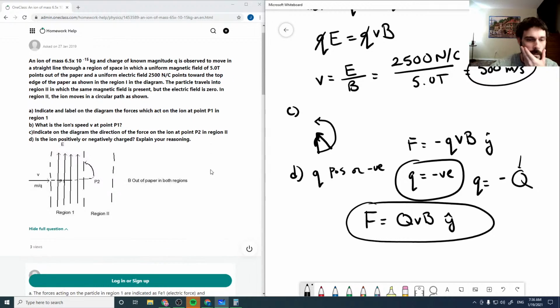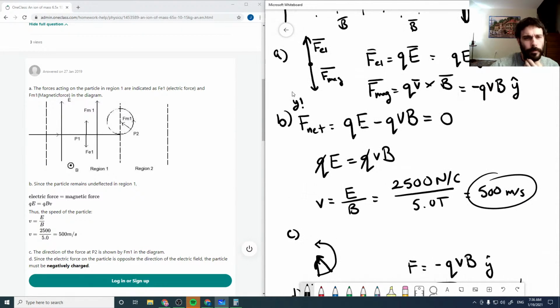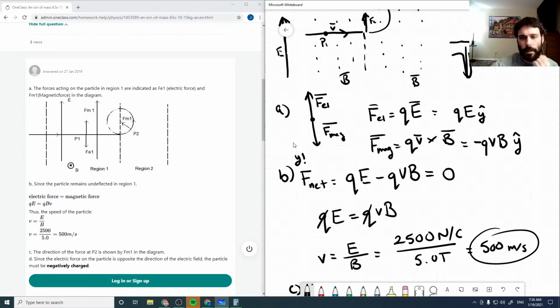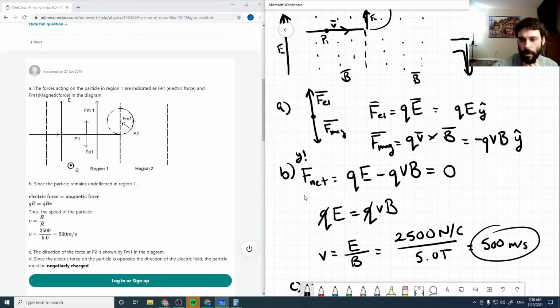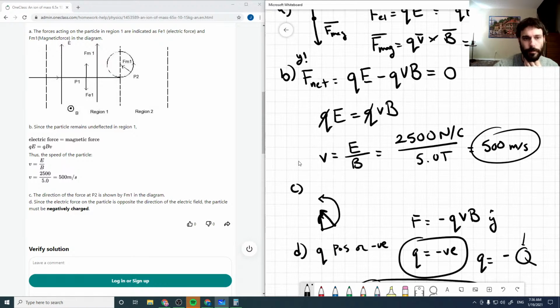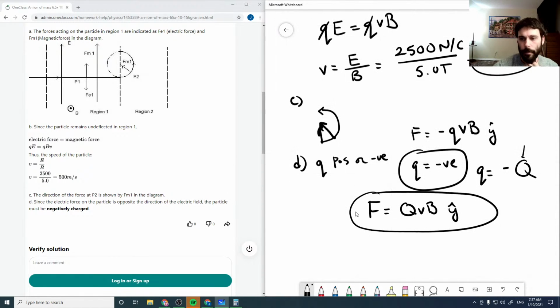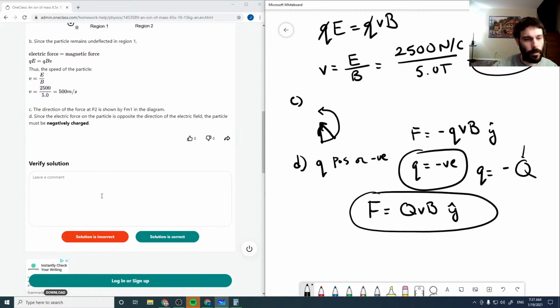Okay, so now checking through our solution here. We get an electric force and a magnetic force, which are directly opposing each other. We can use this to solve for a velocity as 500 meters per second. Our direction of our force at P2 must be centripetal, so it must point towards the center of the circular motion. And for this to be the case, it has to be a negative charge. And so that looks good.